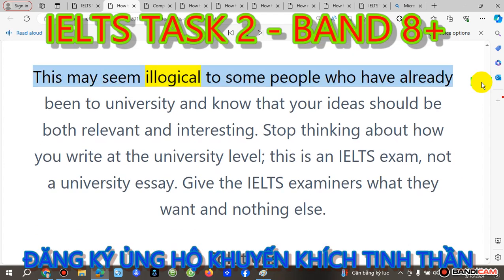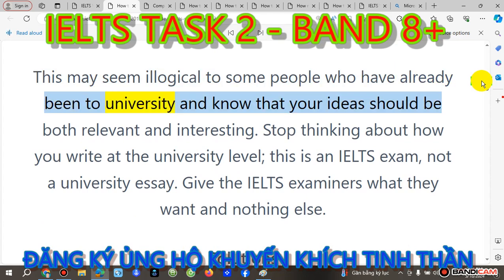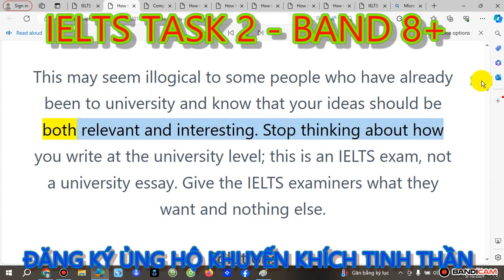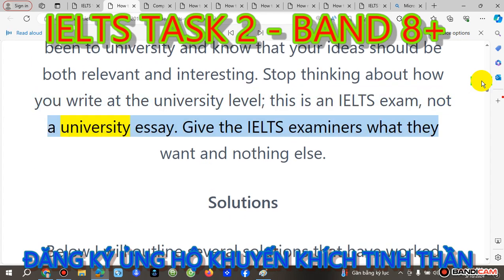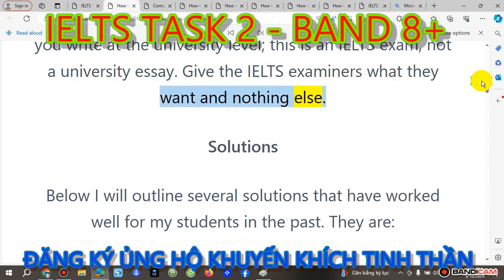This may seem illogical to some people who have already been to university and know that your ideas should be both relevant and interesting. Stop thinking about how you write at the university level. This is an IELTS exam, not a university essay. Give the IELTS examiners what they want and nothing else.